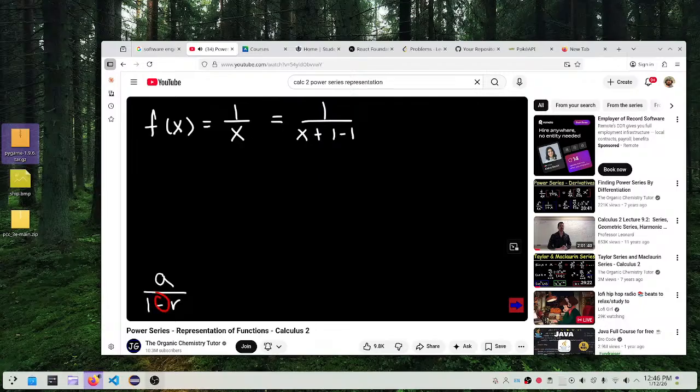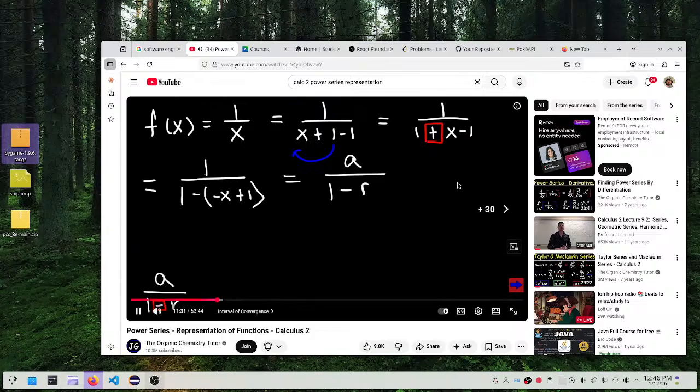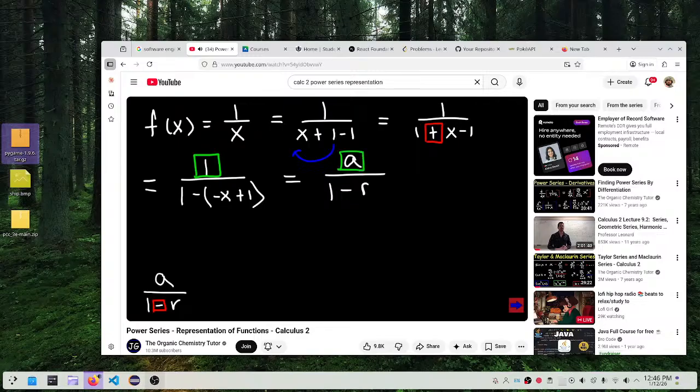Now I need a negative sign between 1 and r. So I'm going to move this one to the left side. So right now I have 1 plus x minus 1. Now I need to turn the positive sign into a negative sign. So it changes. So notice that a is equal to 1 and r is equal to -x plus 1.